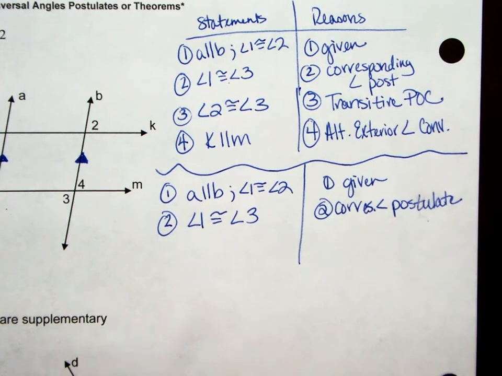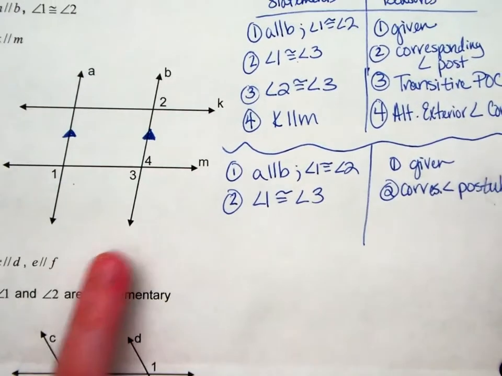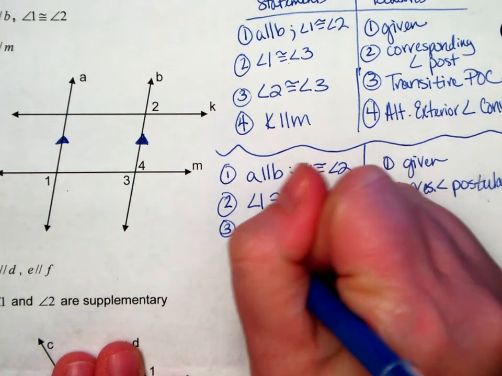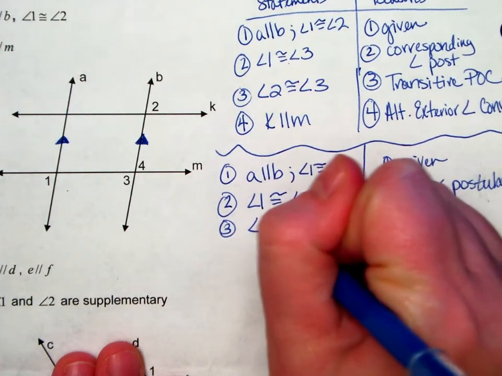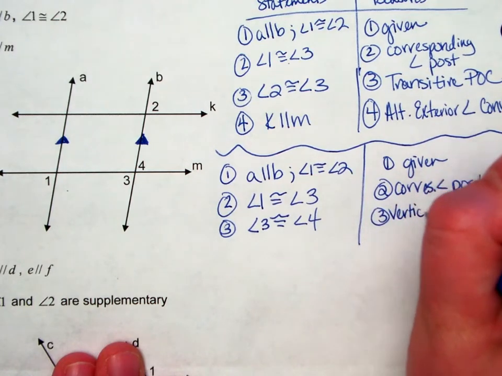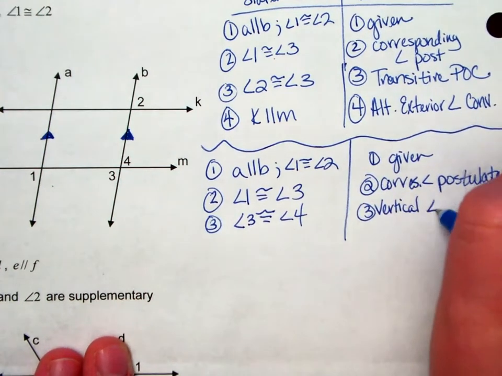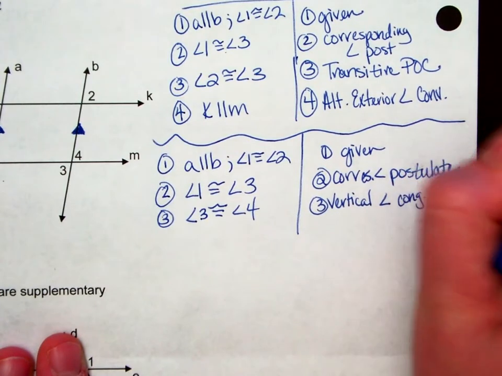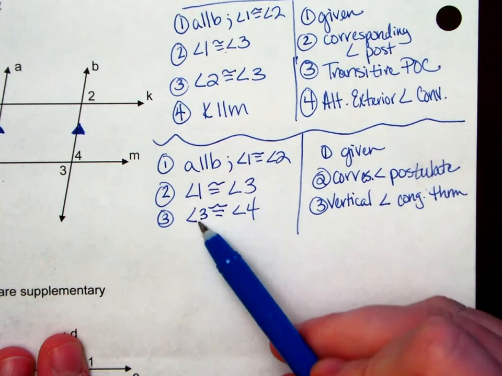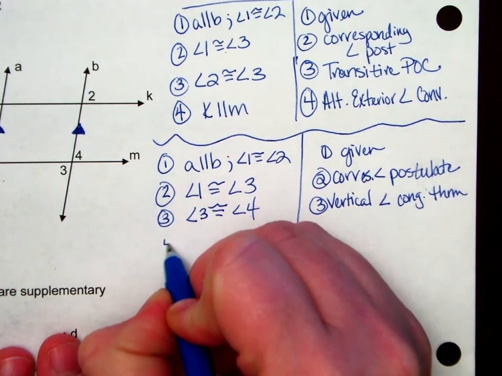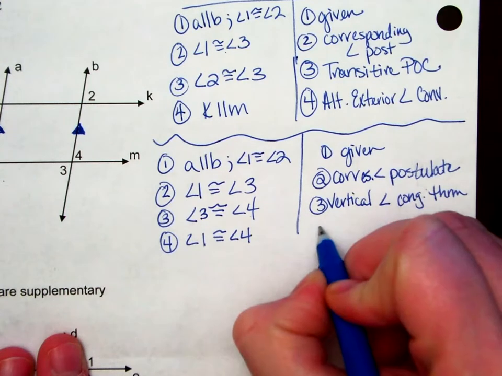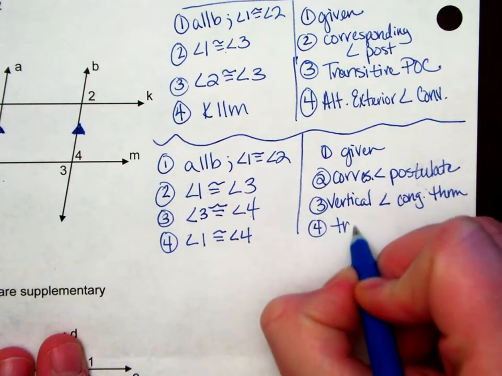Corresponding. So now that 1 and 3 are equal, we're going to use this angle 4. So 3 and 4, angle 3 is congruent to angle 4, and that's the vertical angle congruence theorem. 1 is congruent to 3, and 3 is congruent to 4. So step 4, angle 1 is congruent to angle 4. That's transitive property of congruence.